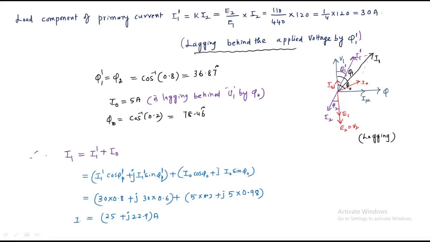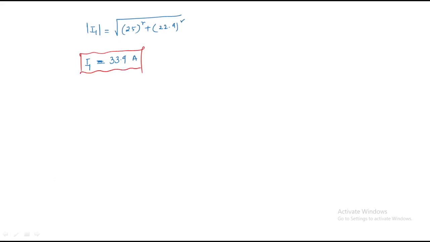This is I1, the primary current. So the primary current is 25 plus j 22.9. What is the magnitude of I1? It is the square root of 25 squared plus 22.9 squared. Therefore, the primary current should be equal to 33.9 amperes. So finally, the primary current is 33.9 amperes.